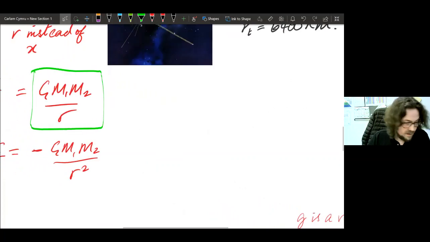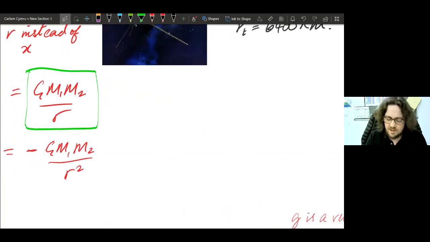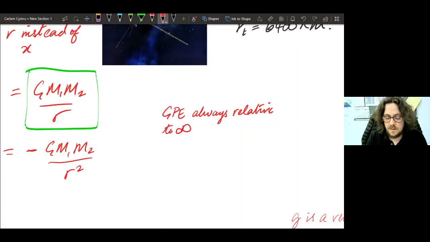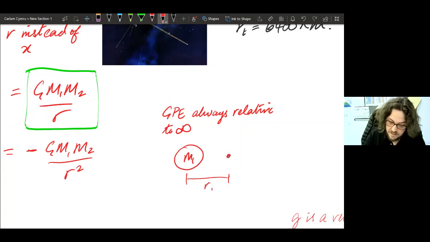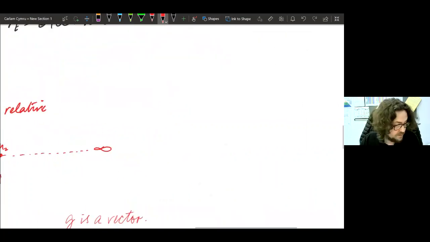Now the minus sign, we always consider gravitational potential energy relative to infinity. And the way to think about it is, if I've got a mass M1 and let's say I've got M2 at this distance here, the way to think about gravitational potential is: how much energy would I need to add to move it from that point to infinity?